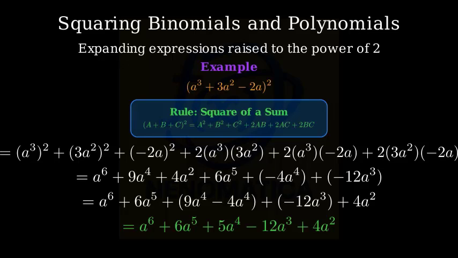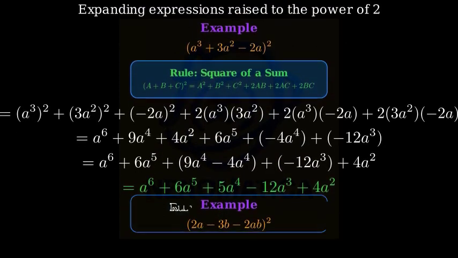Let's write the final answer with the terms in descending order of exponents. Therefore, the expansion equals a to the 6th plus 6a to the 5th plus 5a to the 4th minus 12a cubed plus 4a squared. Now, let's look at our second example.